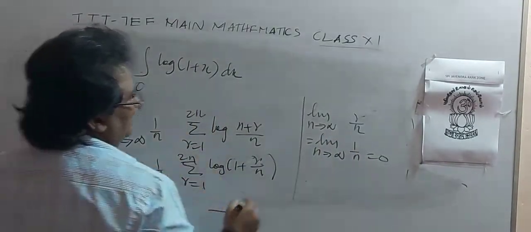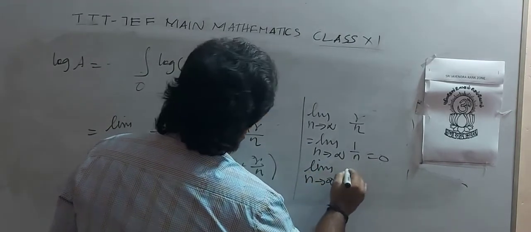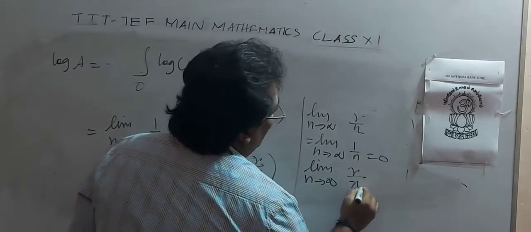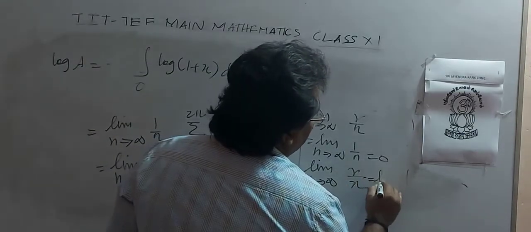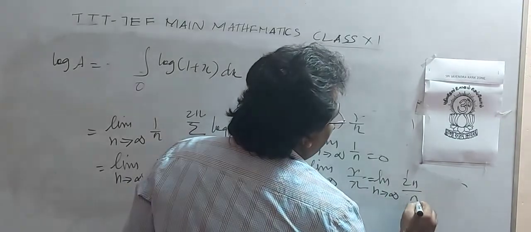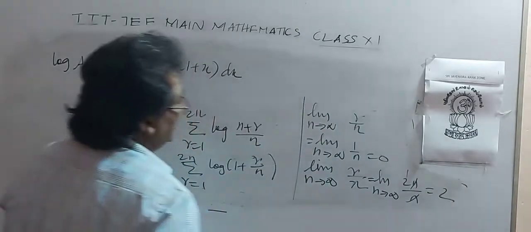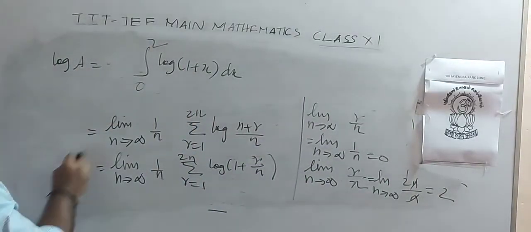To find the upper limit, limit n tends to infinity r by n. In place of r you have to substitute 2n. So limit n tends to infinity 2n by n equal to 2. So integral 0 to 2 log 1 plus x dx.